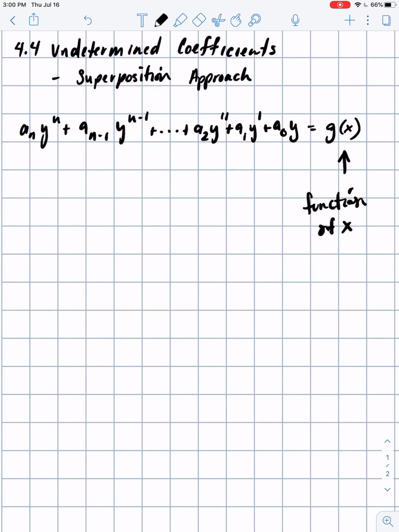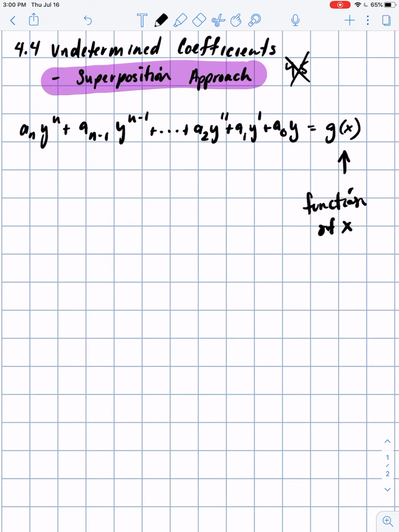All right, guys, so here is 4, undetermined coefficients, and this is one method, the superposition approach. The other method is in 4.5, but we are not doing that. So it's up to you. If you want to use that other approach, that's fine, but it's not necessary. I'm not testing you on that.